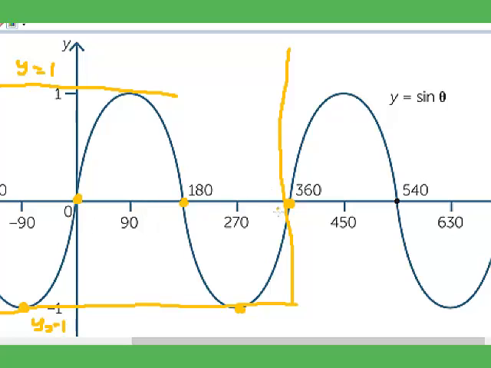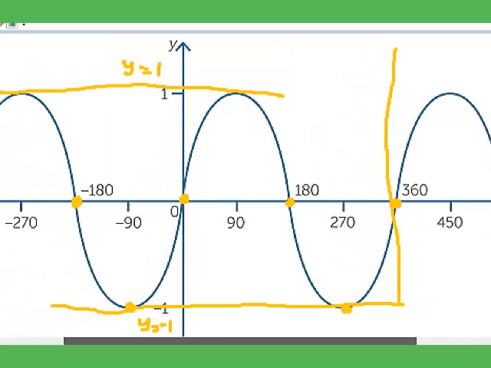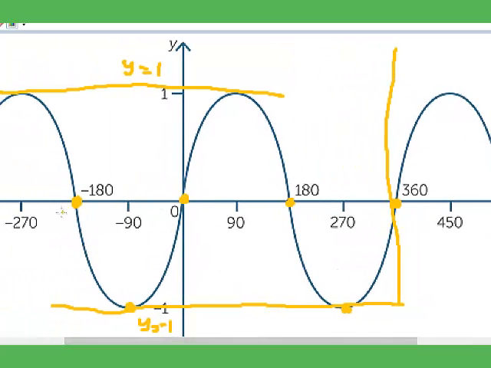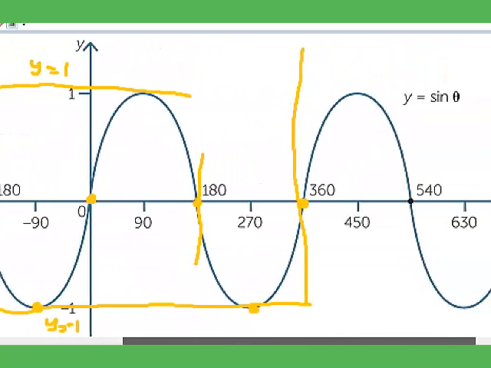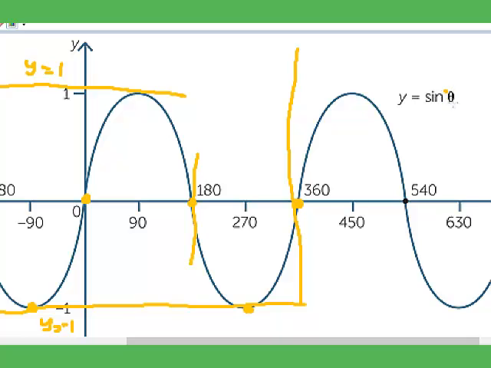So from 0 to 360, or actually you can pick any other points, as long as they're 360 apart. So you can pick negative 180 and 180, and you'll do one of those, and then 180 to 450, you'll do one of those.